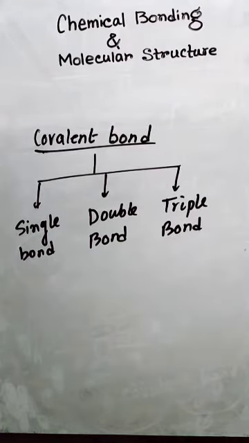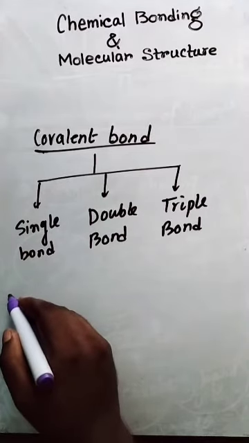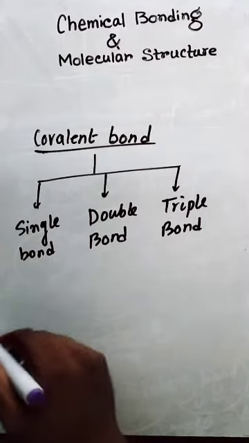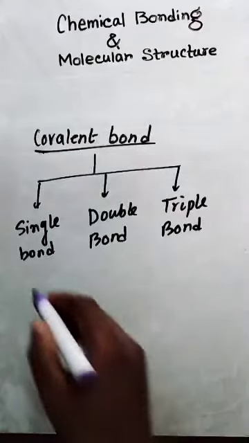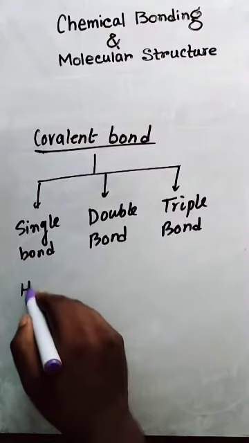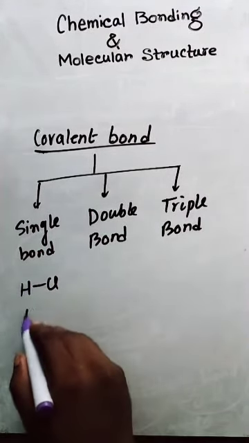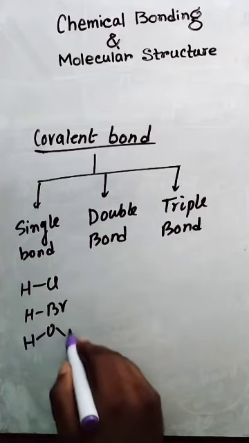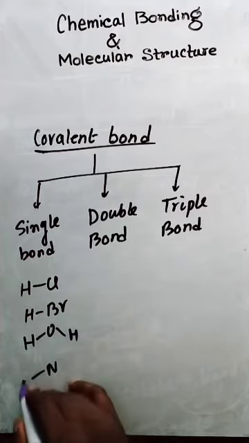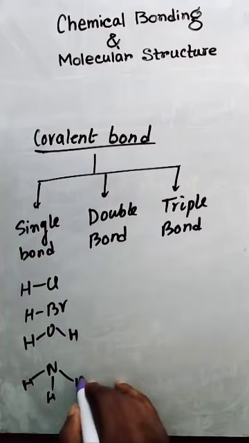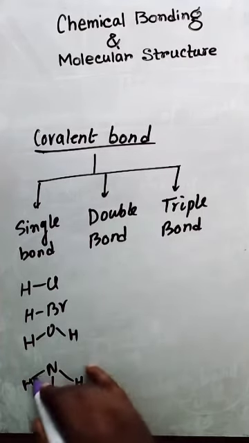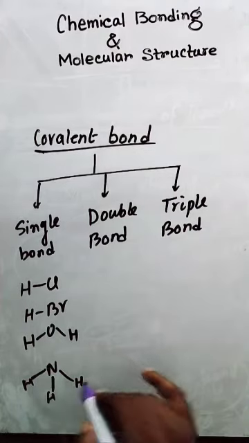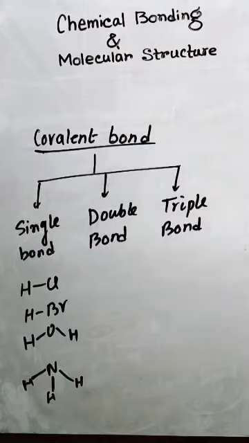and triple bond. What is a single bond? If there is only one bond between two atoms, then it is known as a single bond. For example, HCl, HBr, H2O, ammonia. In these molecules there is only one bond between two atoms. So these are known as single bonds.